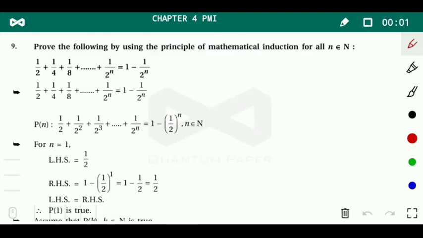Okay, next question number 9. Prove the following by using the principle of mathematical induction for all n belongs to capital N. So here the left hand side is 1 by 2 plus 1 by 4 plus 1 by 8 plus up to 1 by 2 raised to n.